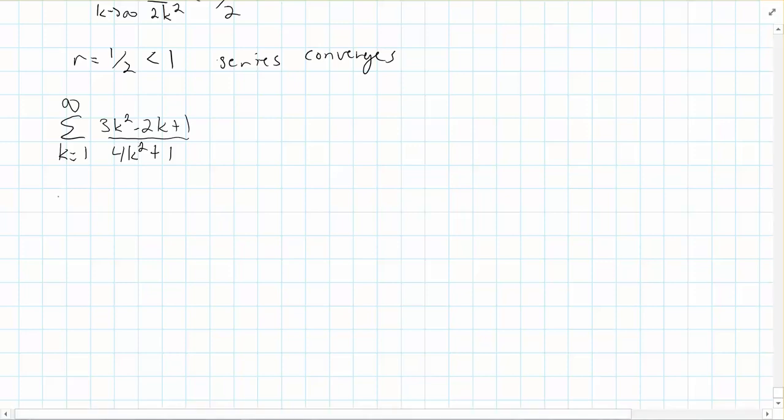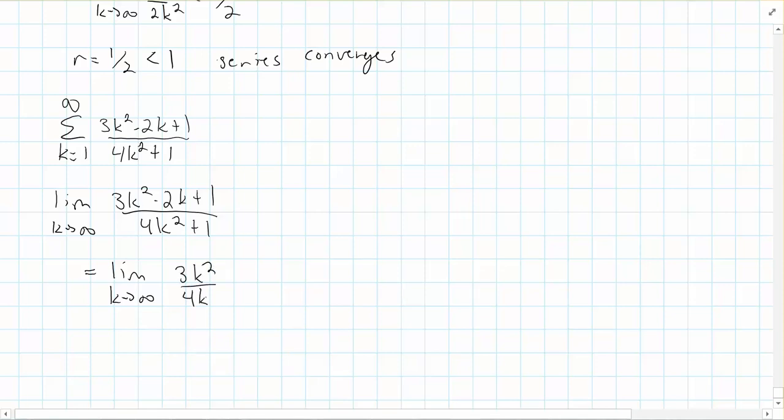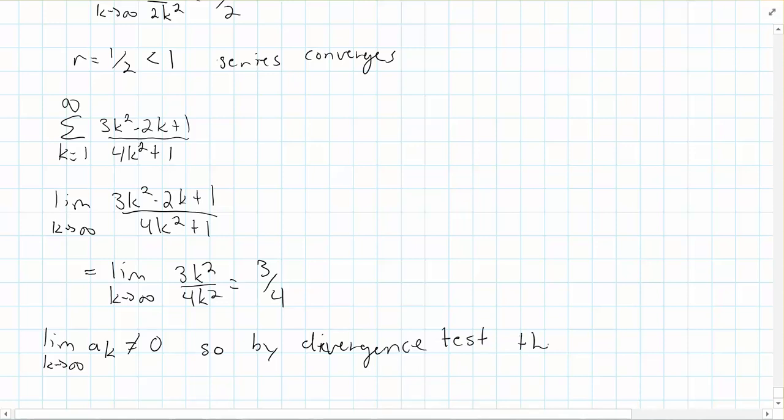So if I look at this here and look at the limit as k goes to infinity of 3k squared minus 2k plus 1 over 4k squared plus 1, this is going to be the same thing as the limit as k goes to infinity of 3k squared over 4k squared, which is just 3/4. And so the limit as k goes to infinity of a sub k does not equal 0. So by divergence test, the series diverges.